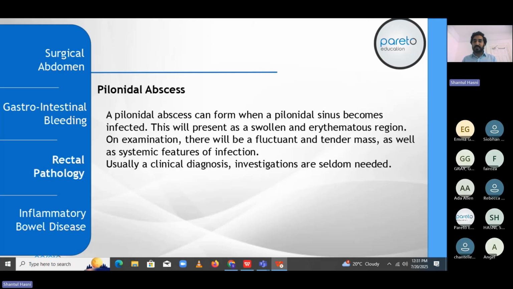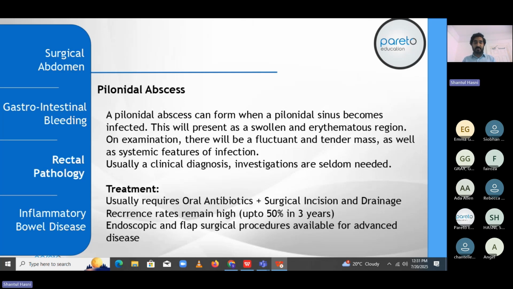A pilonidal abscess can form where the sinus becomes blocked and infected, and there is a fluctuant and tender mass. If it's fluctuant, there's fluid inside that needs to come out. It's usually a clinical diagnosis, and investigations are seldom needed. Treatment would require oral antibiotics and surgical incision and drainage, and just like we talked about, the recurrence rates are up to 50% in 3 years.